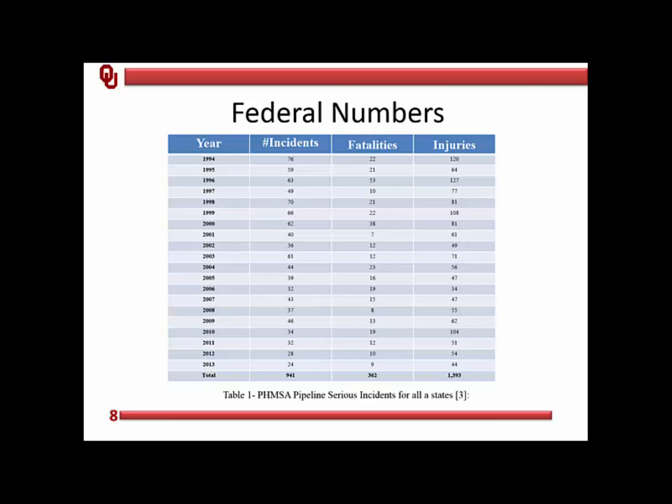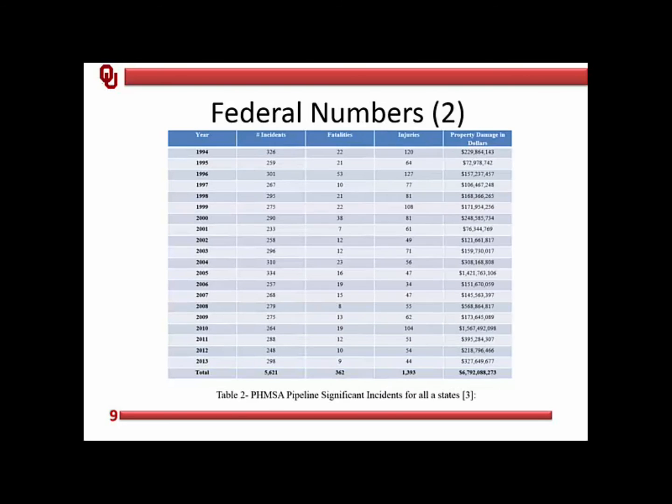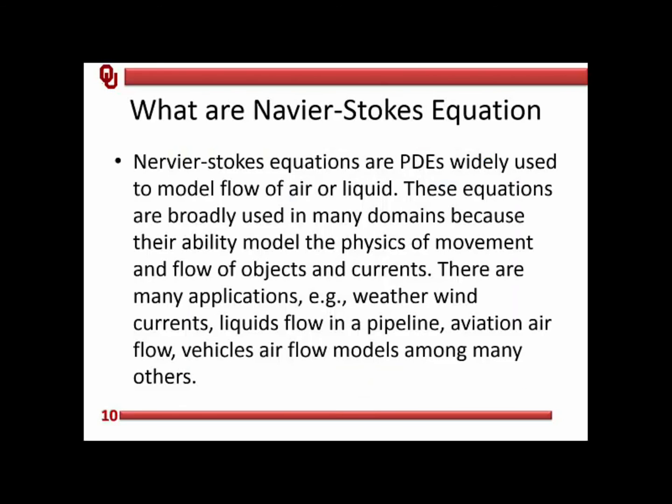The number of fatalities since 1994 is about 362 people lost because of leak incidents, and we had a total of $6 billion of damages because of these leaks. So we understand the importance of leak detection.